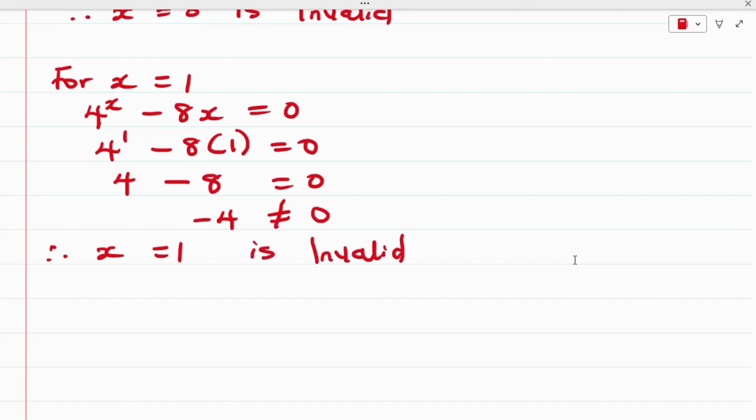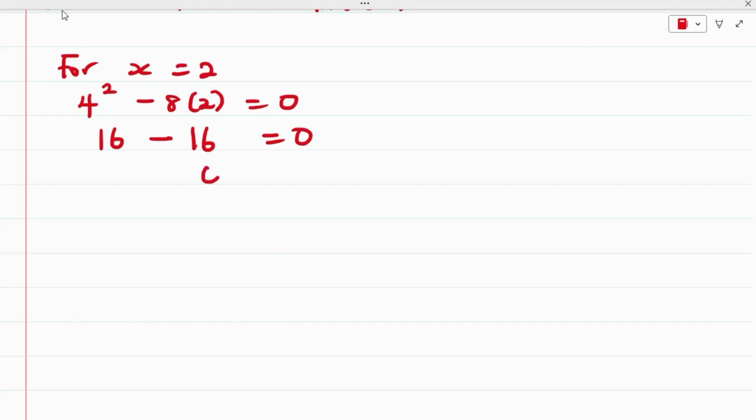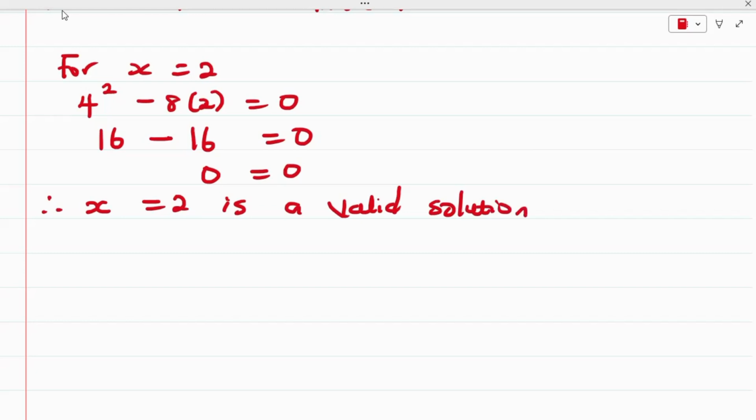So guys, let's try out x equals 2. You can continuously solve this until you get a valid solution for the equation. For x equals 2, we have 4 raised to the power of 2 minus 8 into 2, which is equal to 0. 4 raised to the power of 2 is 16, minus 8 multiplied by 2 is 16. And 16 minus 16 is 0, which is equal to 0. So from this, we can say that the initial guess that x is equal to 2 is a valid solution. So right here we already have a valid solution. I'm going to test this up to 5.